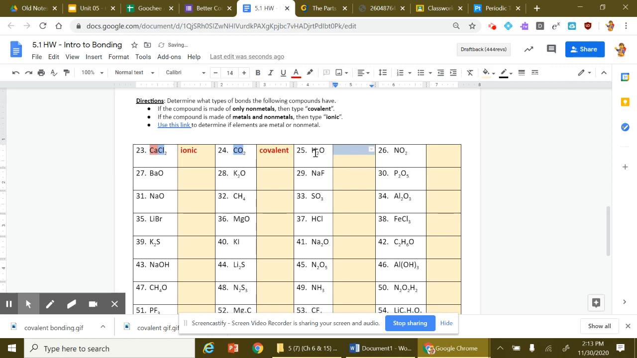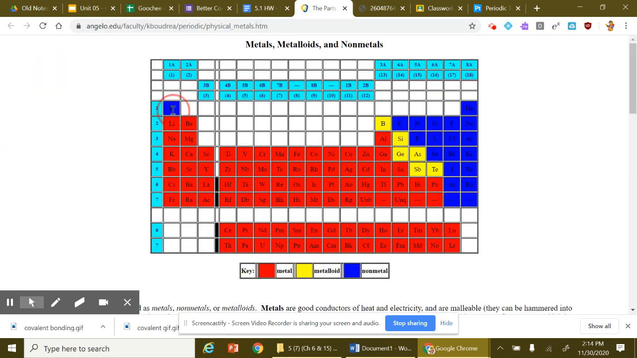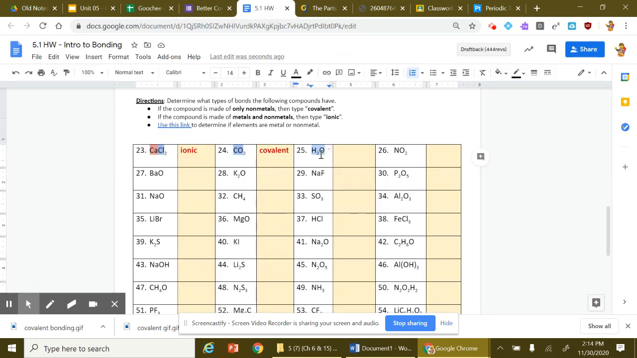Next up, hydrogen and oxygen. Hydrogen is a nonmetal. Oxygen is a nonmetal. Some of these you might know, like hydrogen is not a metal and oxygen is not a metal. So these are both nonmetals. This is covalent. And that's what you do.